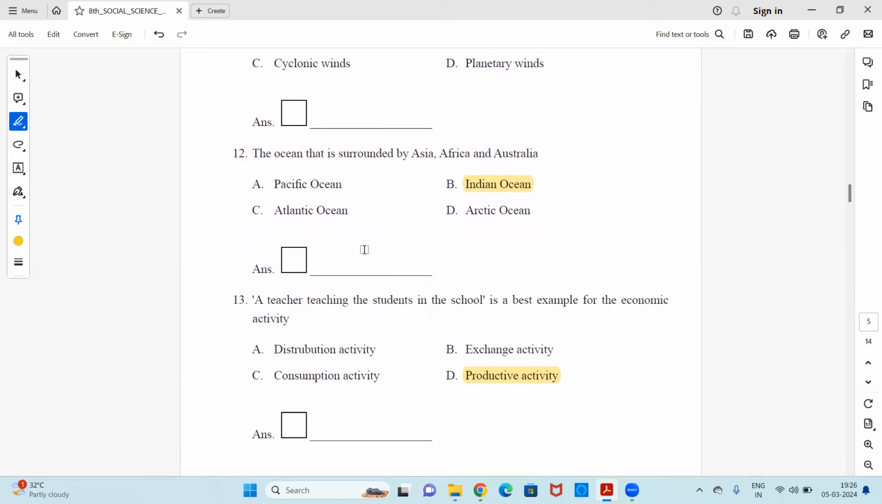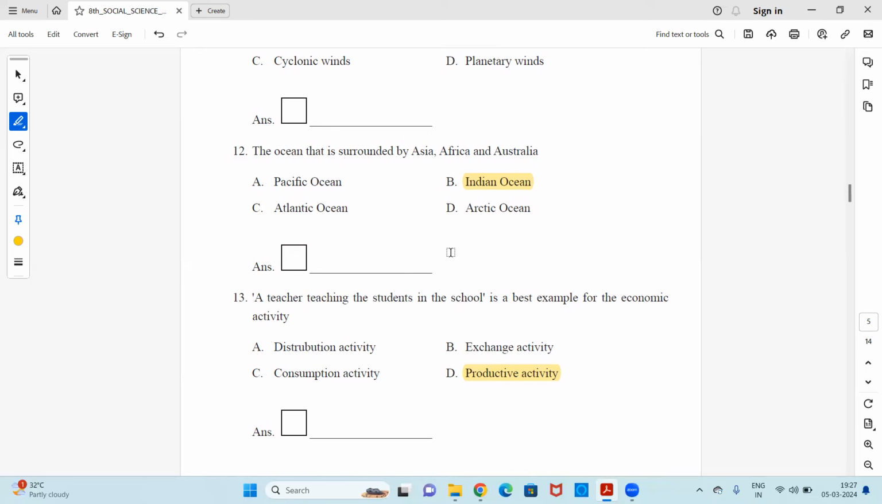Next, the ocean that is surrounded by Asia, Africa, and Australia. Which is that ocean you need to mention? Is it Pacific Ocean, Indian Ocean, Atlantic Ocean, or Arctic Ocean? And the answer is option B, Indian Ocean.